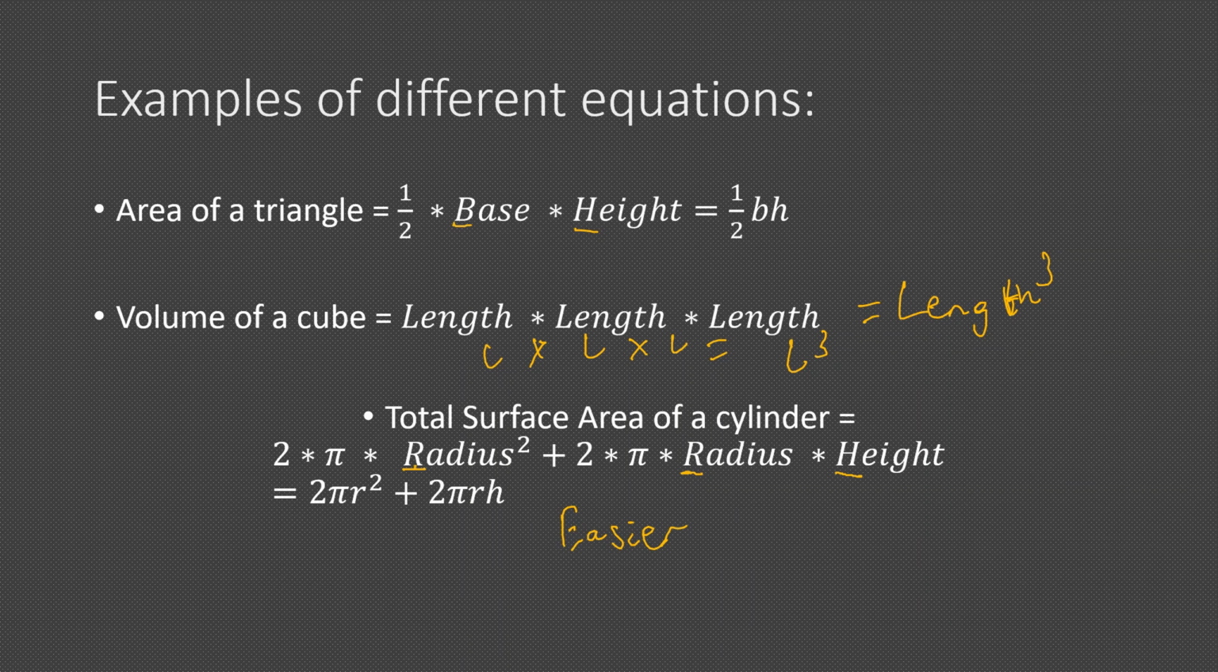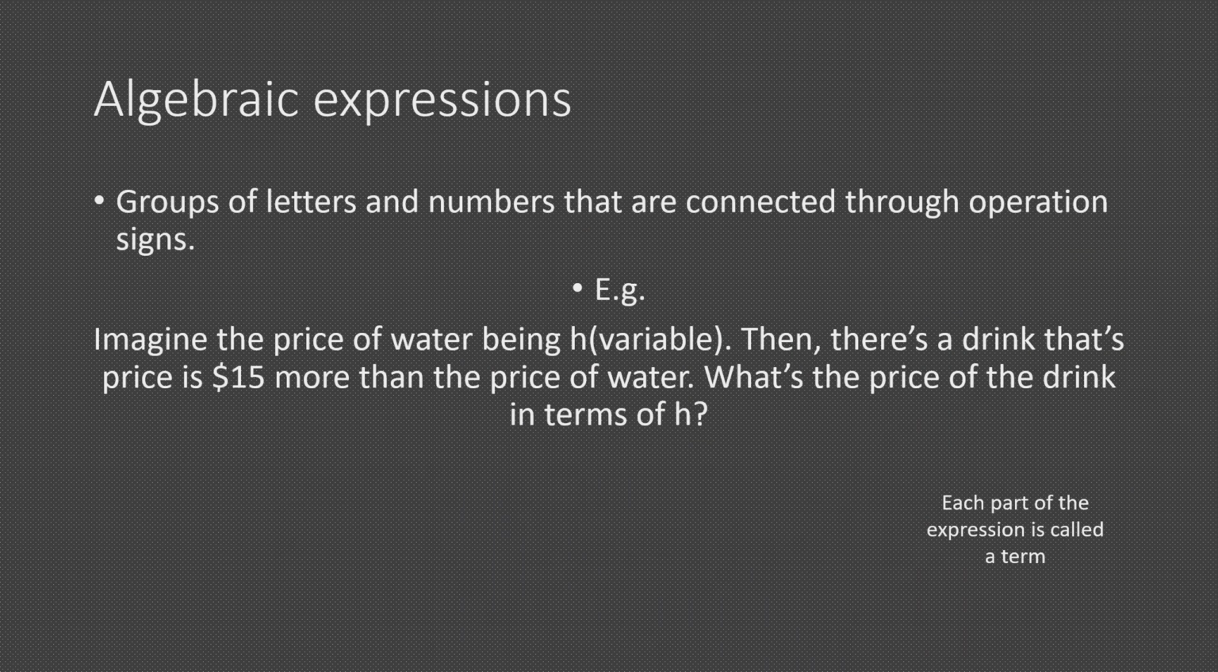So with that said, we'll go on to algebraic expressions. These are groups of letters and numbers that are connected through operation signs. Here's a small example of a question that can come from this. Imagine the price of water being h. H is a variable, which is the same thing as an unknown value, because it can continuously change with the amounts that you put in.